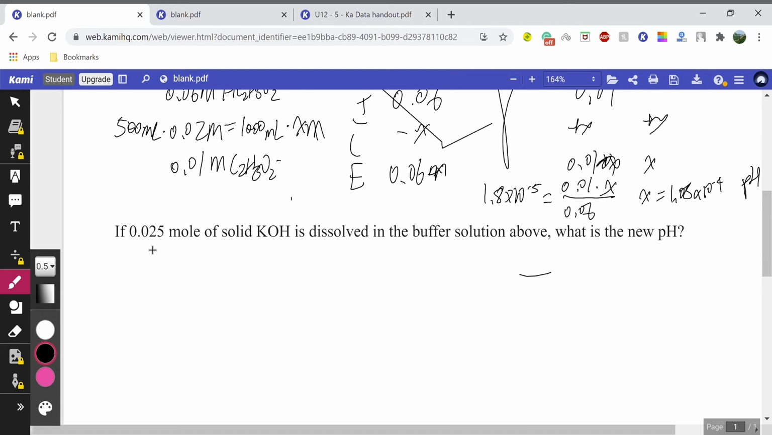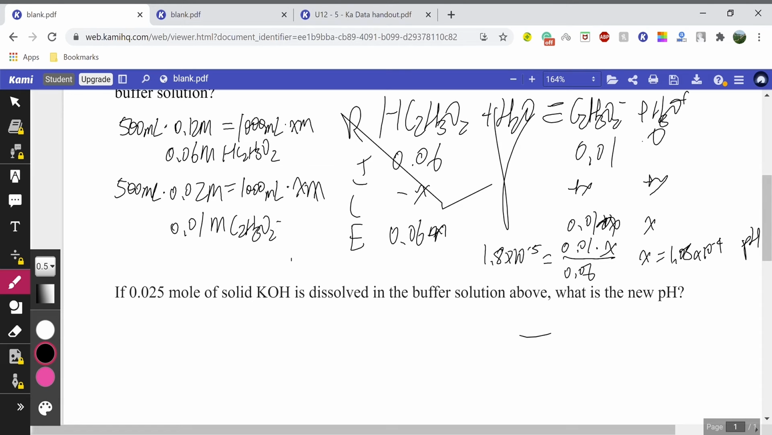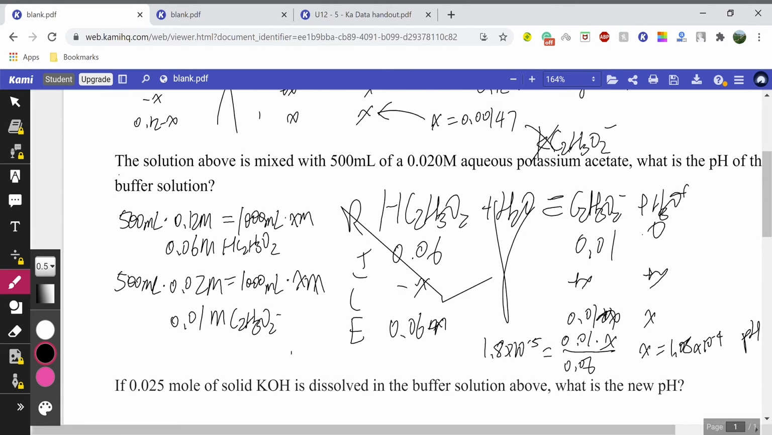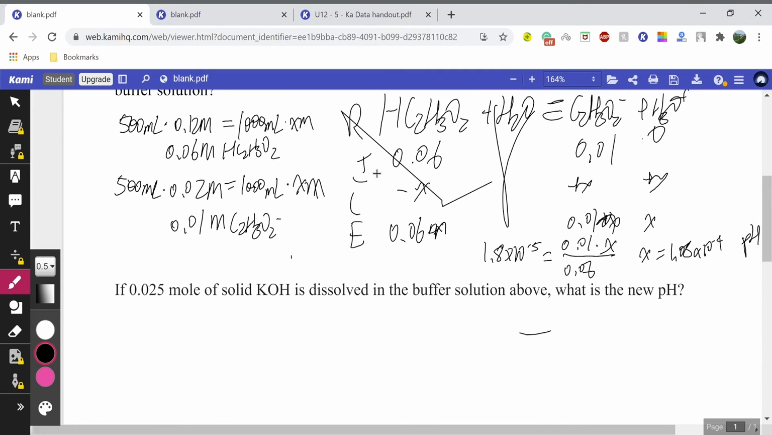Alright, next, if 0.025 moles of solid KOH is dissolved in the buffer, what is the new pH? Notice this time we did not have any new volume. So this time we can just simply add it into our RBCA chart, right? So the reaction is still going to be the same. HC2H3O2 plus OH, okay, this time we're adding KOH, sorry.